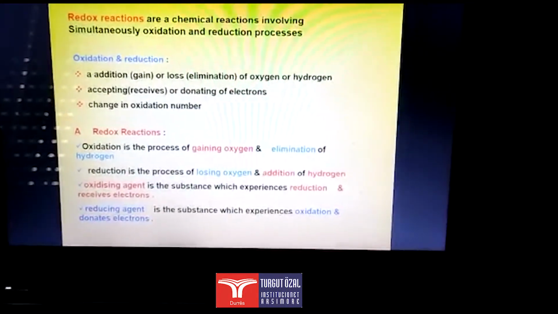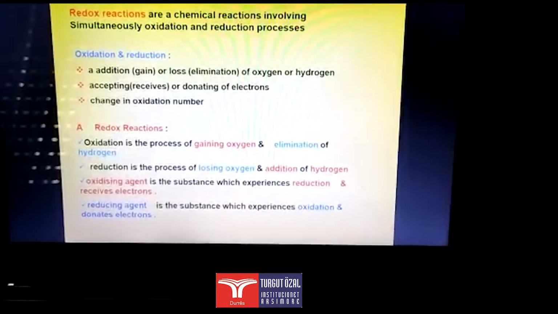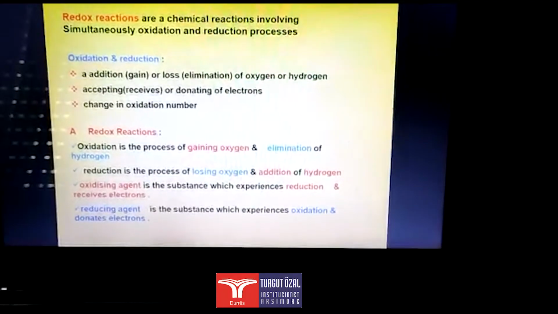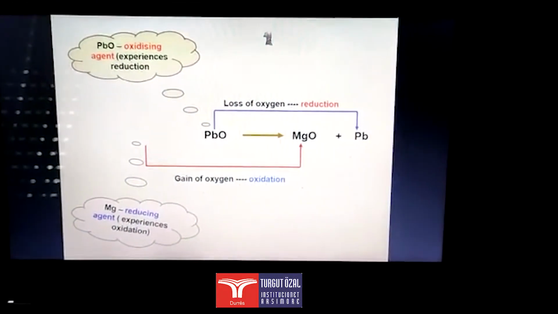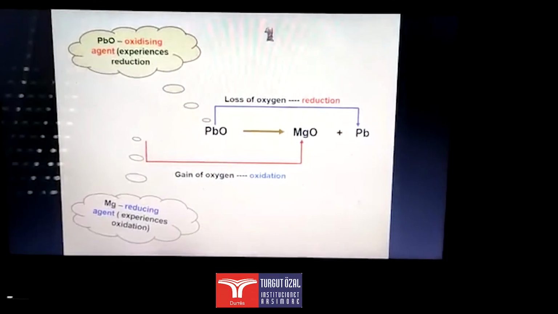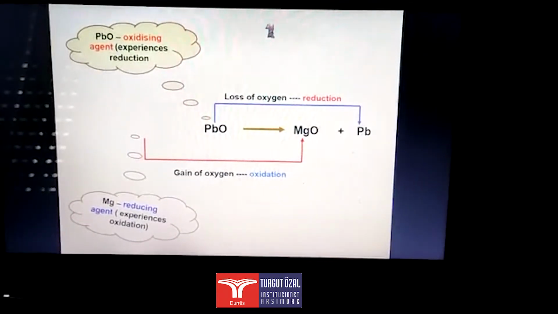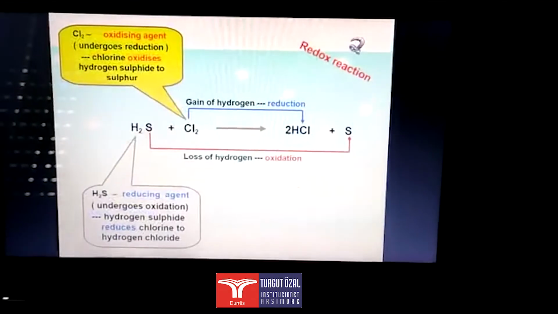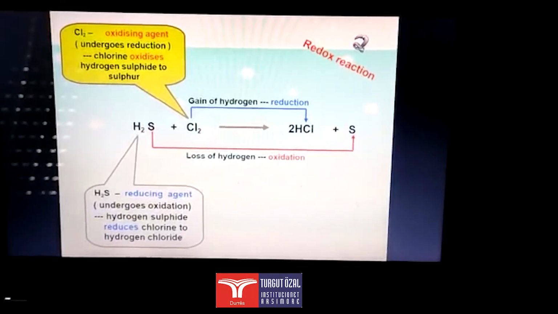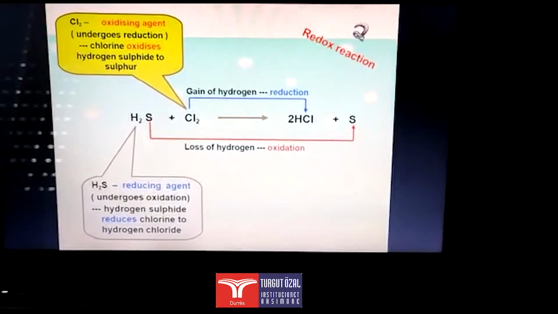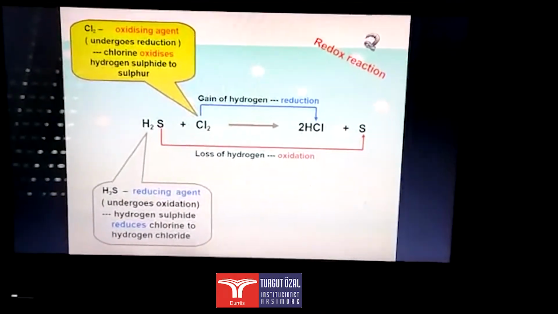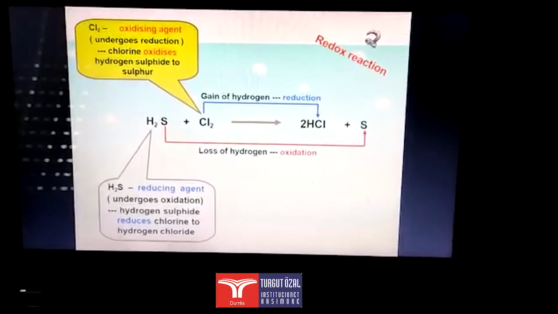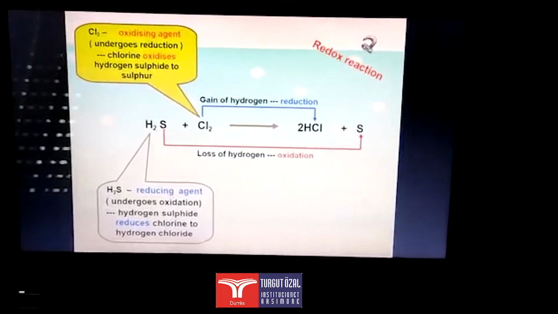Oxidizing agent is a substance which experiences reduction and receives electrons. Reducing agent is the substance that experiences oxidation and donates electrons. Here we have an example with lead oxide, which is the oxidizing agent that experiences the reduction, and magnesium, which is the reducing agent that experiences oxidation. The next reaction is hydrosulfuric acid plus chlorine, where chlorine is the oxidizing agent that undergoes the reduction process, and hydrosulfuric acid is the reducing agent that undergoes oxidation.